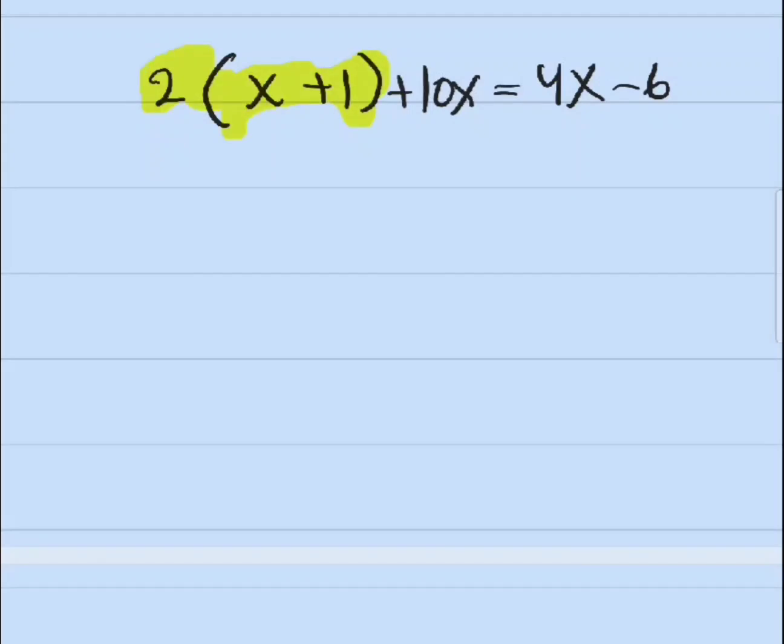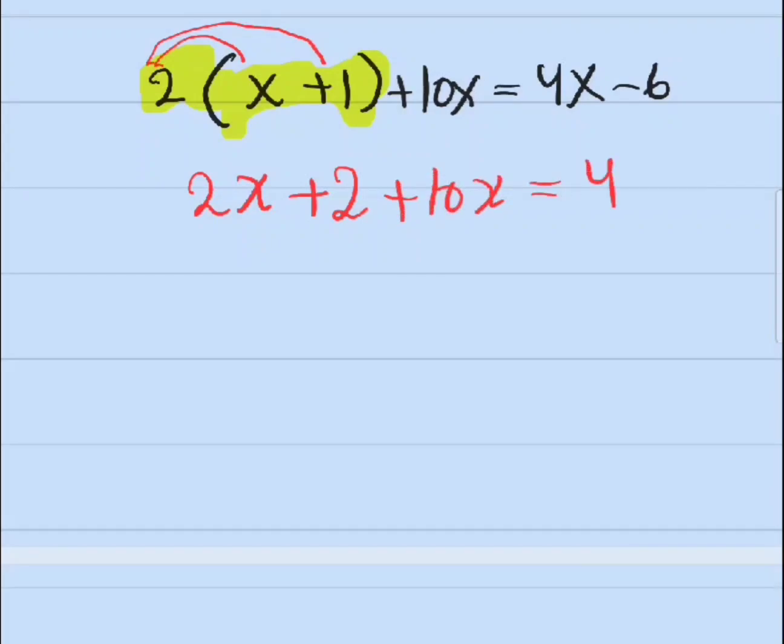So let's start off this way. I'm going to have to multiply that 2 by x and 1. So that's going to be 2 times x, or 2x, plus 2 times 1. That's 2. Now let's write the rest of the equation out: plus 10x is equal to 4x minus 6. Okay, now at this time, what you want to do is combine like terms.